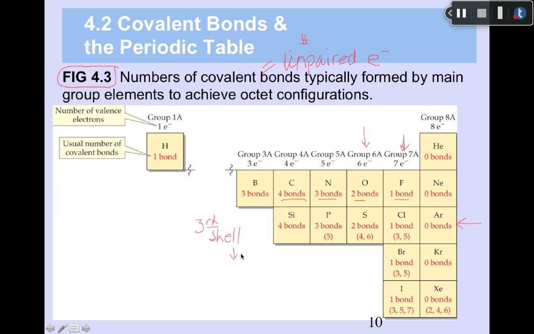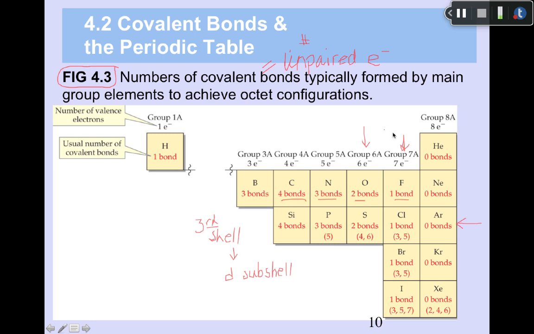The third shell includes the possibility for D subshell electrons, and so if there is an unusual configuration, you'll have to explain it by that, and we will avoid those examples in general. But that's why you get larger numbers of bonds that can be formed when you get down to the third shell of the third period. So you get funny things with phosphorus, sulfur, and chlorine, and things in lower rows as well.